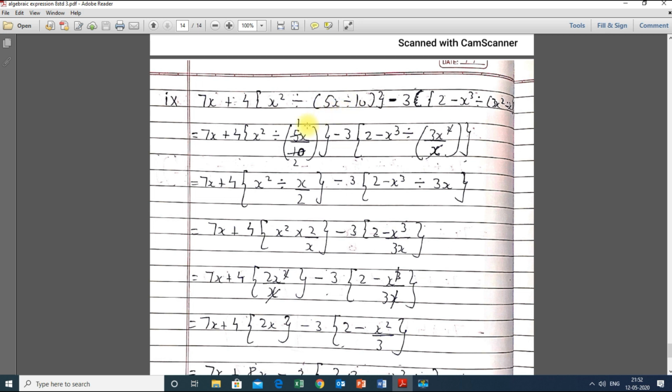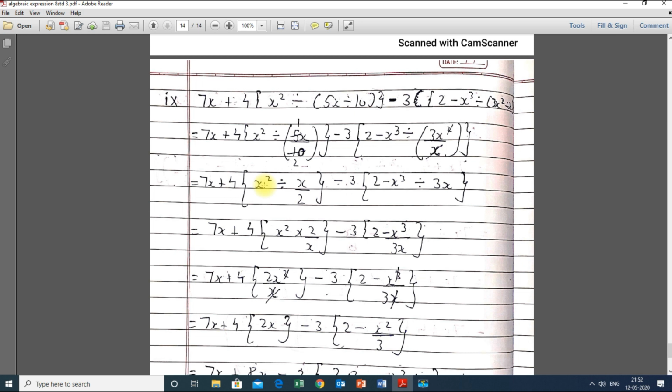Therefore, I wrote 5x upon 10, and I wrote 3x square upon x. Here 5 ones are 5, 5 twos are 10, so x upon 2. Here x and here x square, one x will get cancelled, therefore 3x. Hope you have understood. Then both the round brackets will get removed and only the curly brackets are there. So now the round brackets are over.